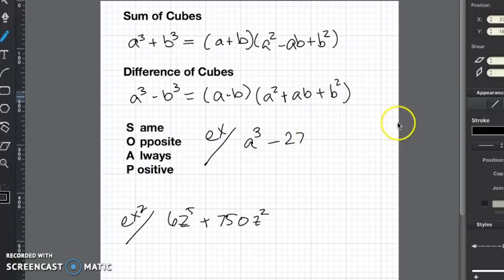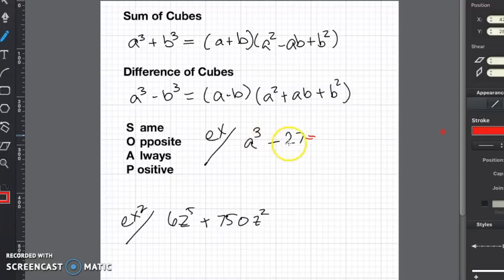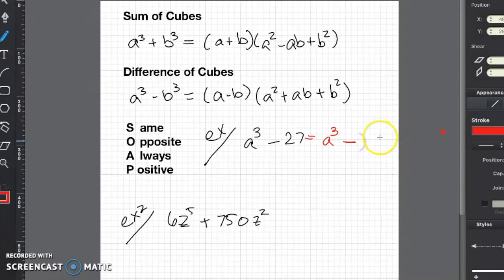Here's the situation we have here. The way I like to do these is to make the terms look similar. So I have a cubed minus 27. It might not look similar just yet, but I can play around with it a little bit and think, what is 27 the cube root of? On some of our calculators we could do that, and please feel free to ask me in class how to do that on your calculator if it's possible. But basically what we're going to get here is a cubed minus 3 cubed, right?